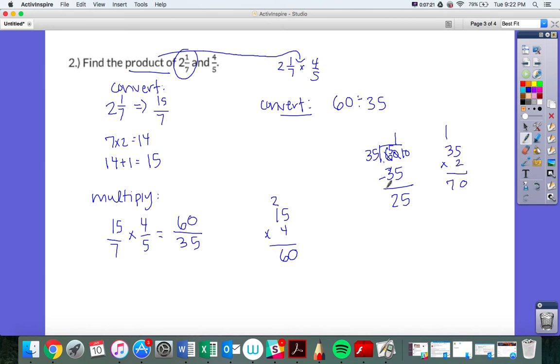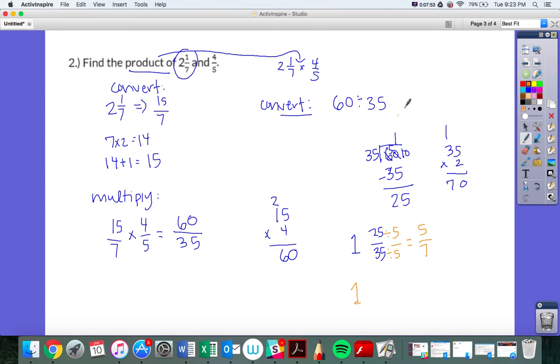I have one whole, so that's going to be my whole number. And then my fraction is going to be 25 over 35. I can try to simplify this fraction, so I'm going to bring down this 1. And I know 25 and 35 have a 5 in common because they both end in 5. We can use our divisibility rules for that. We know that if there's a 5 on the end, it's divisible by 5. So that's going to be 5 on the top and 7 on the bottom.